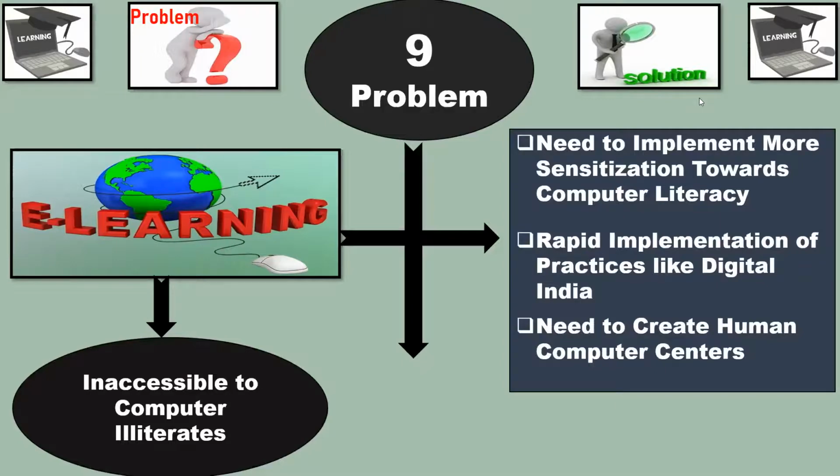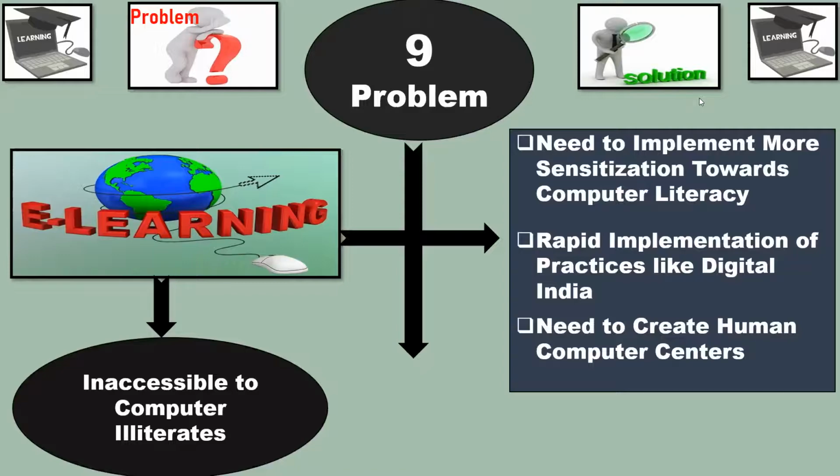Next, we need to create human computer centers. This is very important. Generally, if you look at any village, there will be some sort of library where some newspapers may be there, some magazines may be there. Like that, we can take a kind of responsibility to create computer centers where students can come there, they can learn. So these are all also a kind of development of computer literacy coming under one of the best practices of institution.